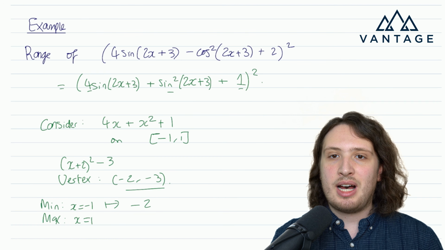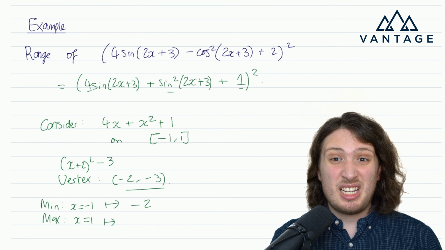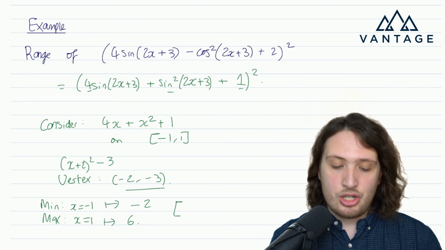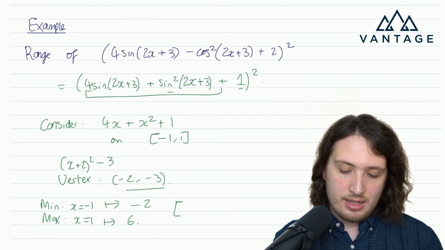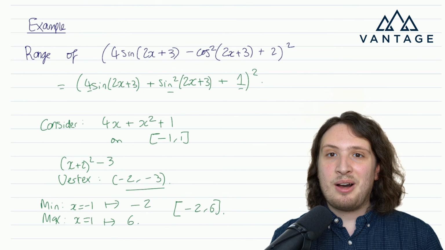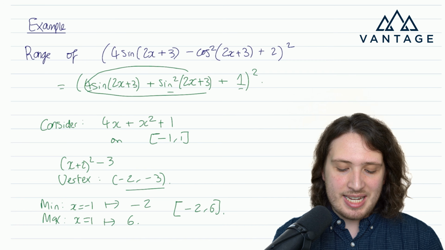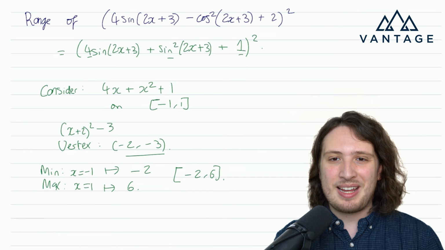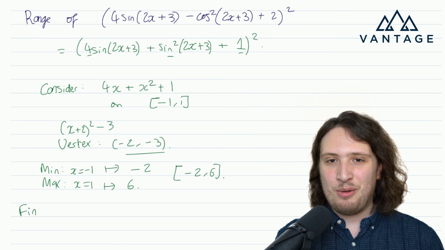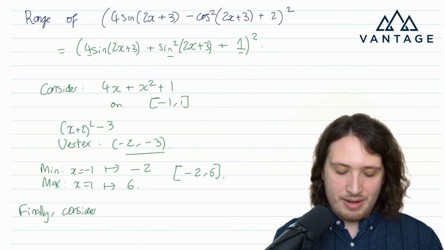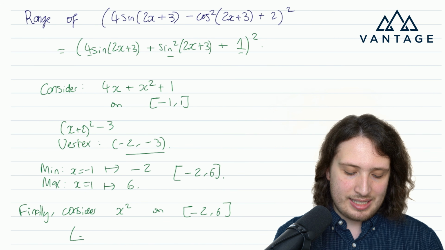So at x equals 1, I get 3 squared minus 3, which is 9 minus 3, which is 6. So the range of this is minus 2 to 6. Now, to complete the function, I'm feeding this thing to x squared, essentially, because I'm squaring that big thing. So now, finally, I have a very easy task of considering x squared on the domain minus 2 to 6.